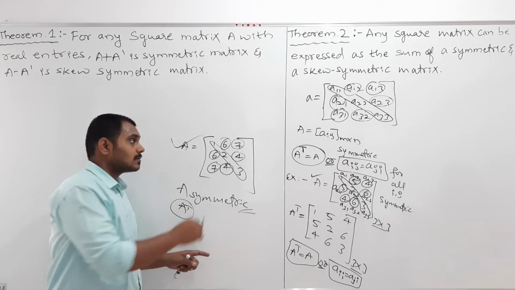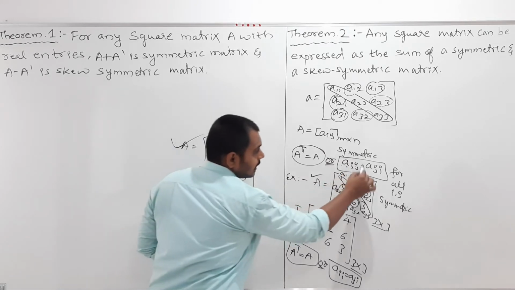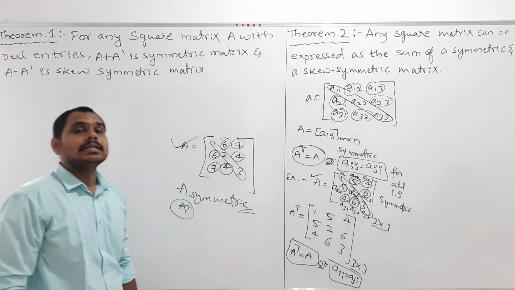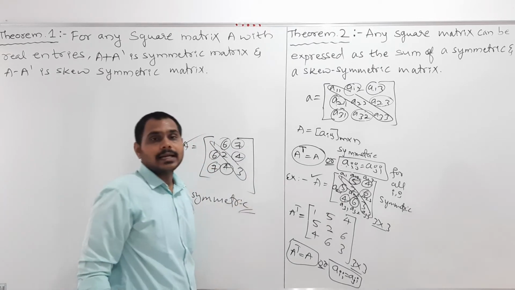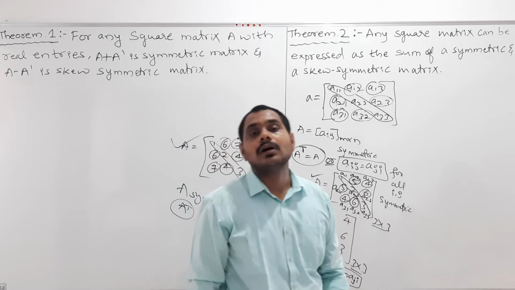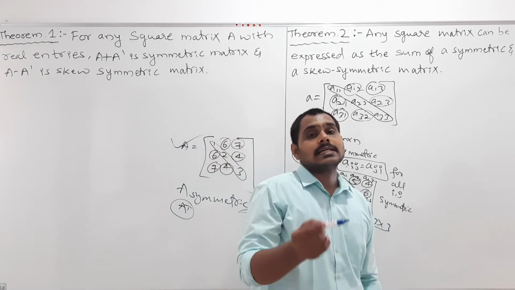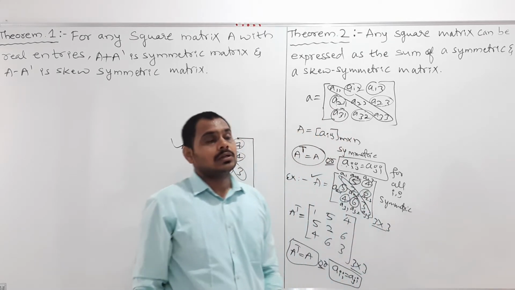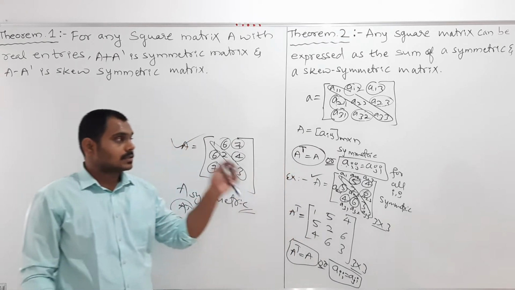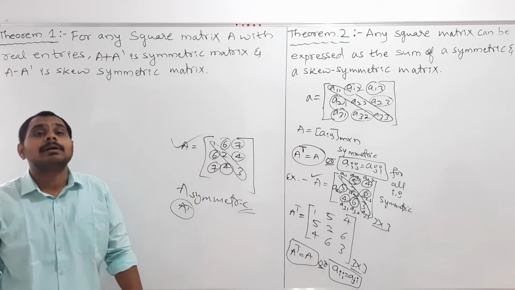How? That is by observing this condition. What is that? Aij is equal to Aji. Like this, you can check any given matrix as symmetric or not. So this is the concept about the symmetric matrix.